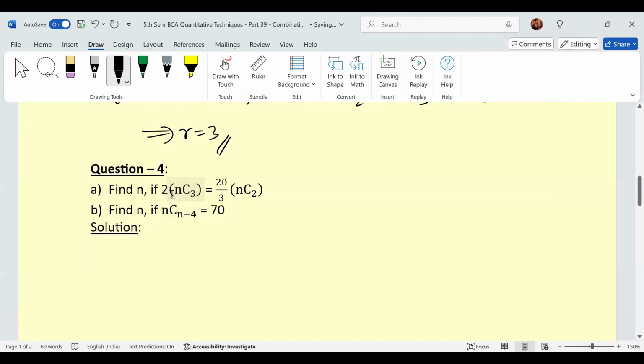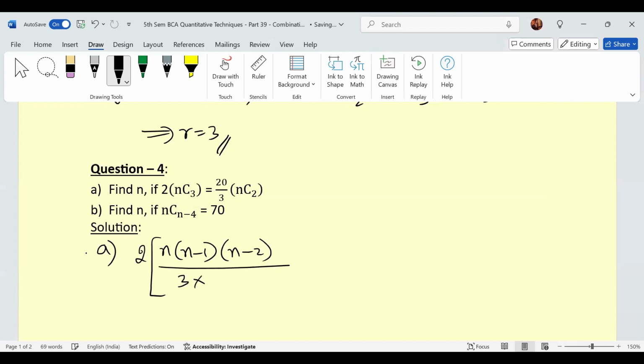Find the value of n if 2 times nC3 is equal to 20 by 3 times nC2. So now part A we will do. 2 times nC3 can be written as n into (n minus 1) into (n minus 2) divided by 3 into 2 into 1. And this one, 20 by 3 times nC2 can be written as n into (n minus 1) divided by 2.